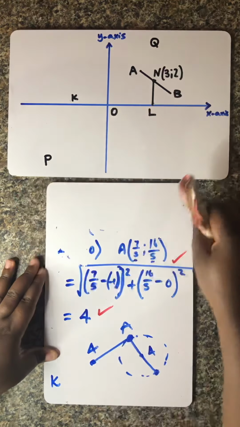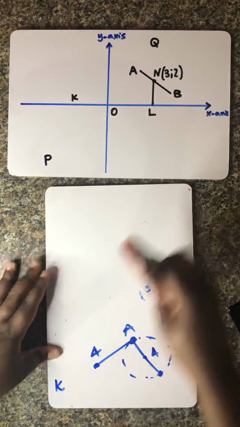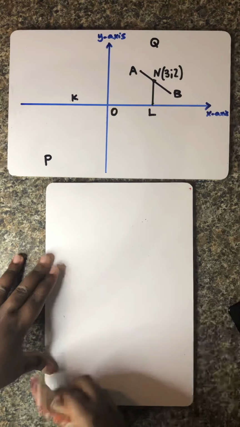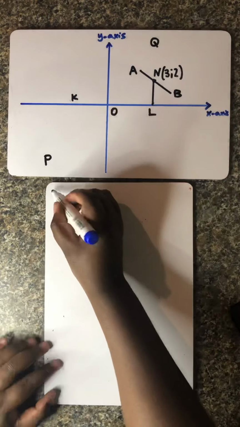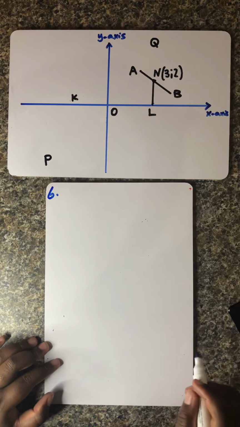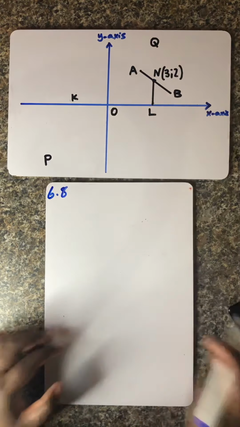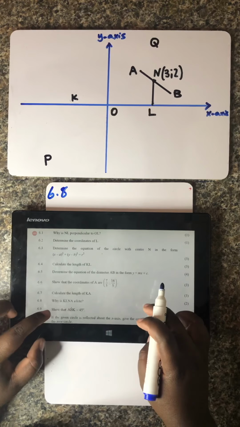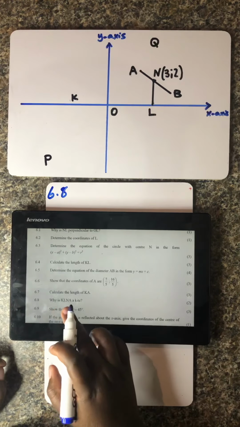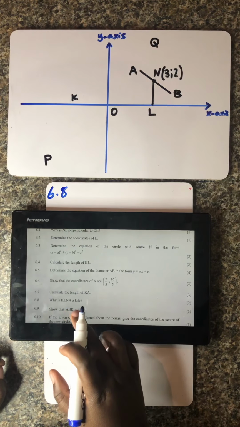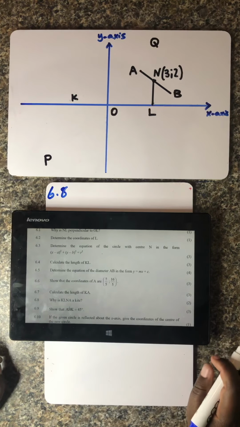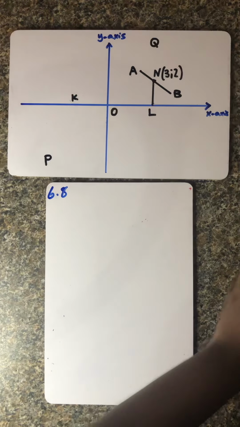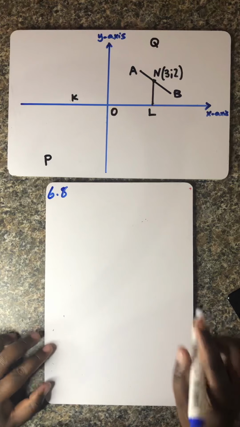So I think we are now moving to question 6.8, ladies and gentlemen. A very quick question over there. They're saying, why is KLNA a kite? Okay, so obviously, ladies, I think this is an obvious question. Why is it a kite?